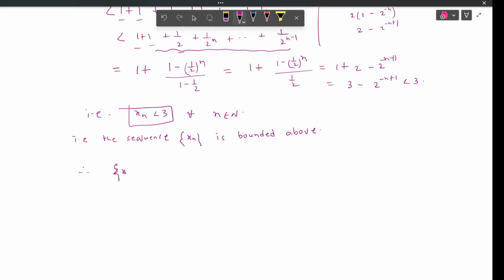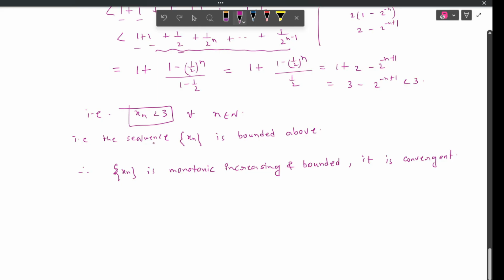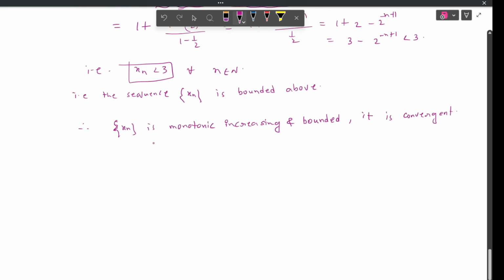So we can conclude that xn is monotonic increasing and bounded, so it is convergent. Okay. So we have proved.